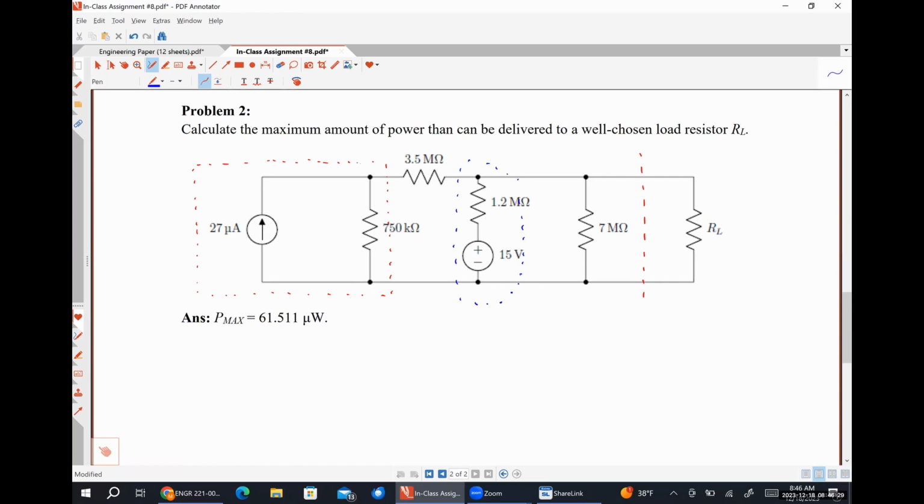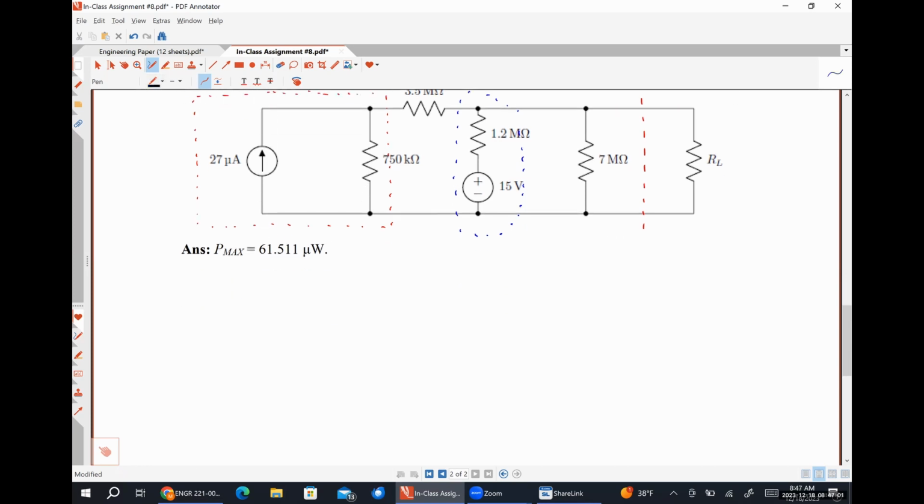Let's do a source transformation on the practical current source first. So 27 microamps, 27 times 10 to the minus 6, times 750 kiloohms, so 750 times 10 to the positive 3, comes out to be a voltage of 81/4, and I'm going to leave it in that fractional form. Right?